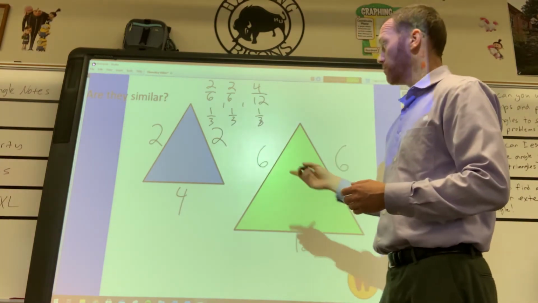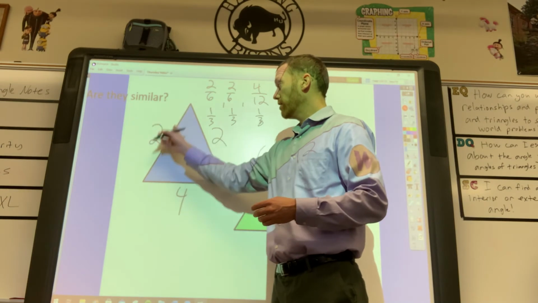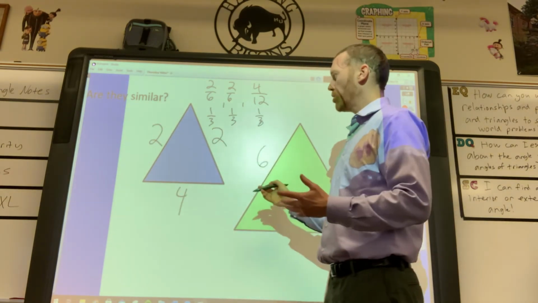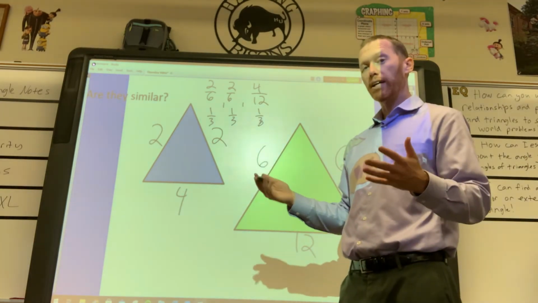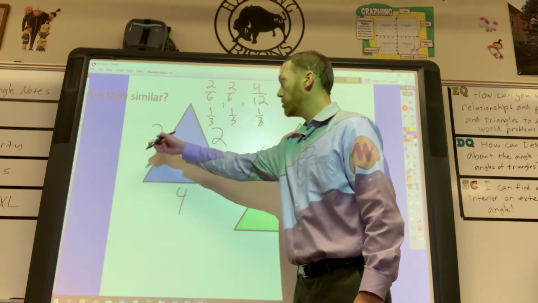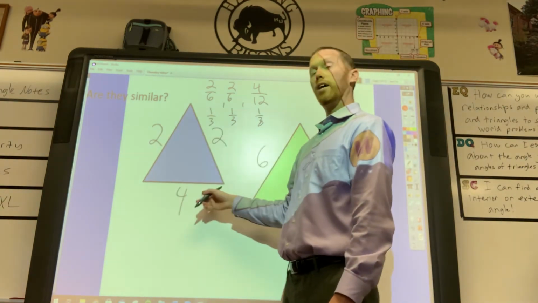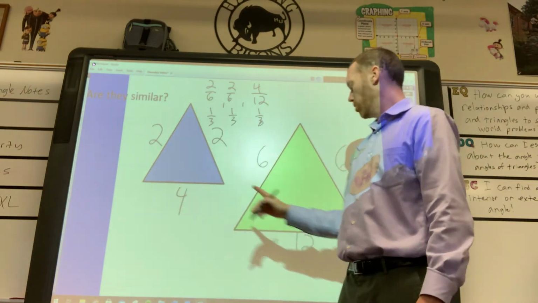Bottom line is this: if you get numbers around the edge, then you want to compare the same side of each triangle with each other and then see if there's a pattern. Now you've got to do this correctly in order. So if you start with 2 over 6, then you've always got to start with this triangle's number. So the 2 over the 6 and the 2 over the other 6, then the 4 over the 12.